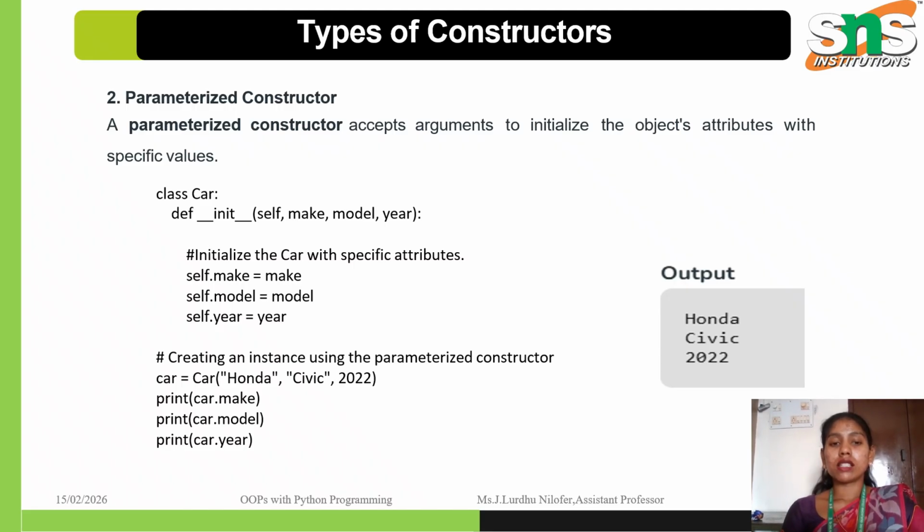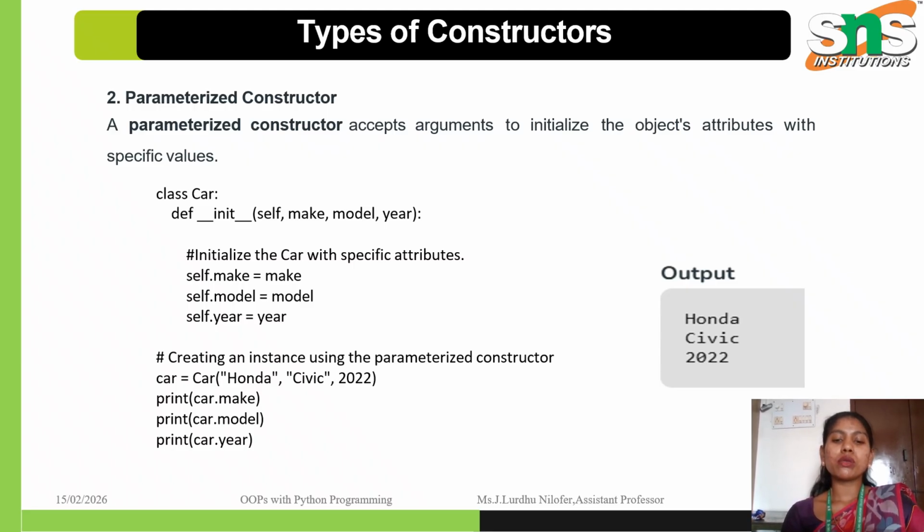Then self is an instance, and then we add parameters. We put the parameters after self: parameter 1 is make, 2 is model, 3 is year. Initialize the car with specific attributes, not a fixed car model like in the default constructor. So we put the instance name, then the parameter name, and we call the parameters. Then we print self.model equals model, self.year.